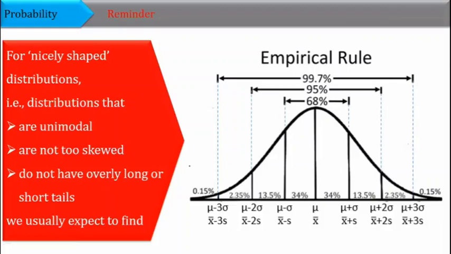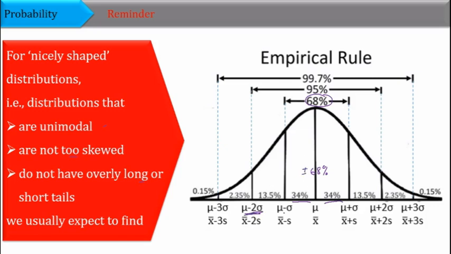Right, now just a reminder of what we did in another previous session. For a nicely shaped distribution that's unimodal, not too badly skewed, and doesn't have overly long or overly short tails, we usually expect to find these results. Within one standard deviation of the mean, we will have approximately 68% of the data.